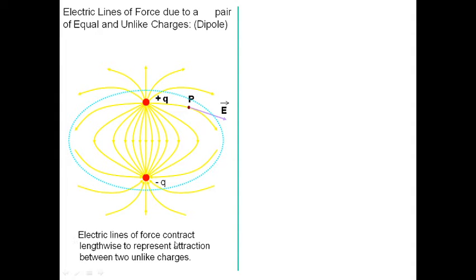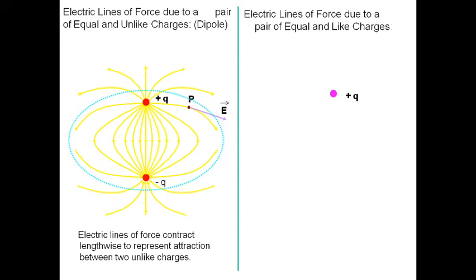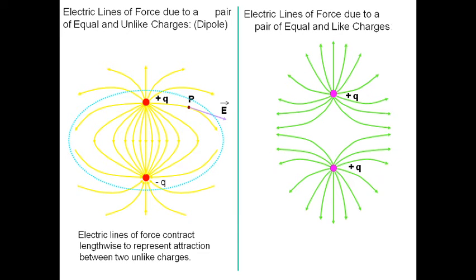So here, electric lines of force contract lengthwise or longitudinally, and that gives that two unlike charges attract each other. Now if there is a pair of equal and like charges, say both are positive or both are negative. In this case we take both as positive charges. The field lines are moving in the outward direction. Now here these field lines, because the same direction positive charges are there, they exert lateral pressure on each other.